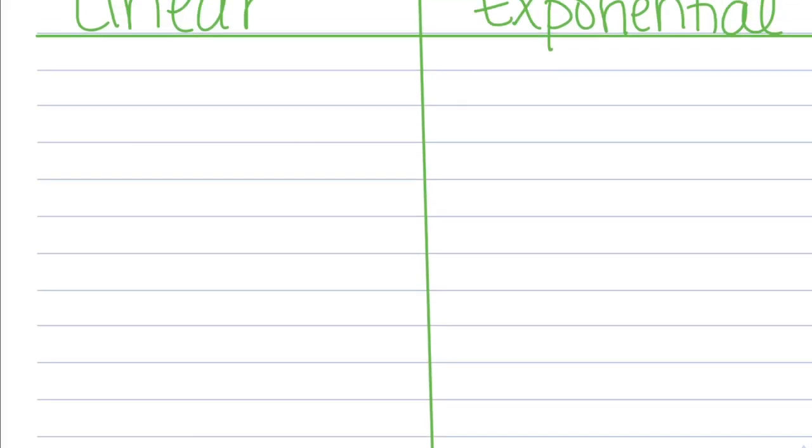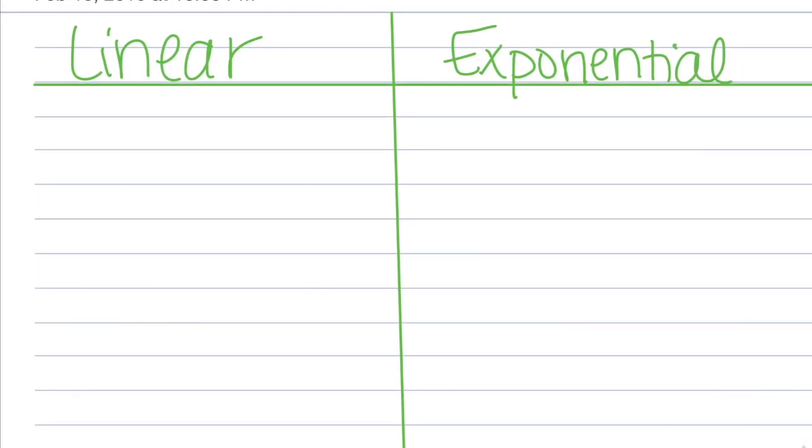Okay, so linear, let's go ahead and look at the graph. So linear graphs, they are straight. They could either be increasing, they could be decreasing, they could have a slope of 0, but all of them are straight.